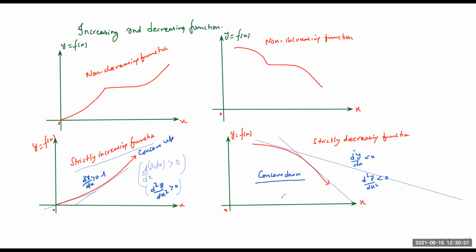So we have concave and convex. This is called concavity and convexity. The first one is called concave up. The second one is called concave down or convex up. You can also say convex up, or this you can say as convex down.